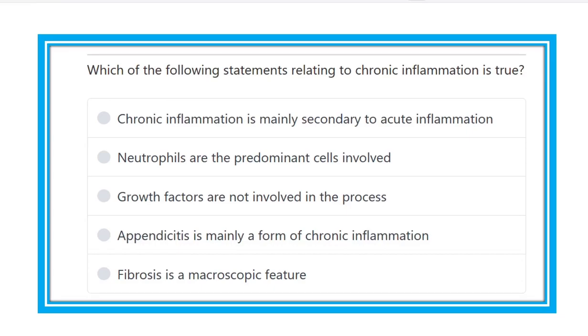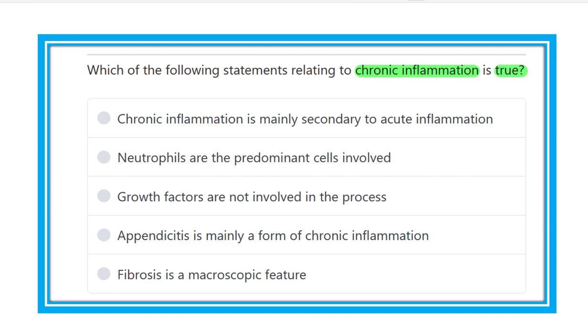Which of the following statements relating to chronic inflammation is true? We know there are two important types of inflammation. One of them is chronic inflammation, another one is acute inflammation. We have to find out which is true regarding chronic inflammation.